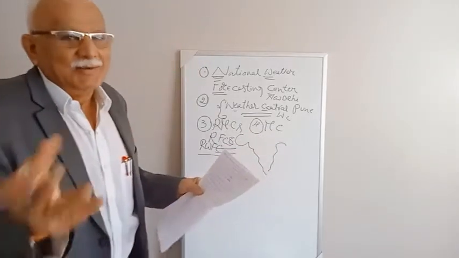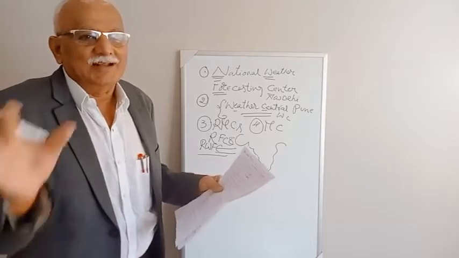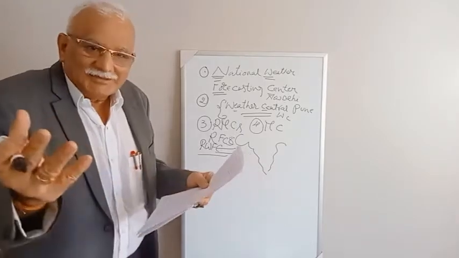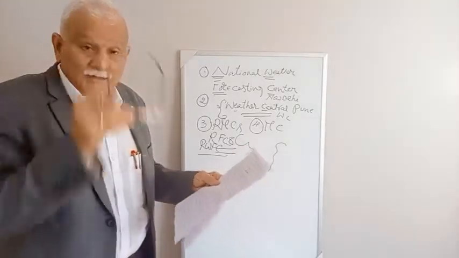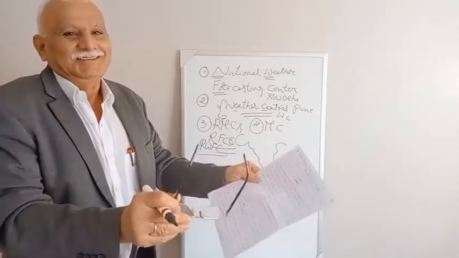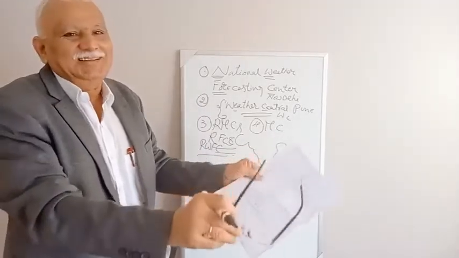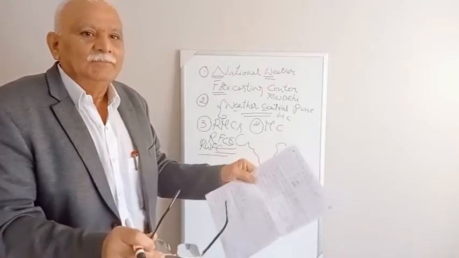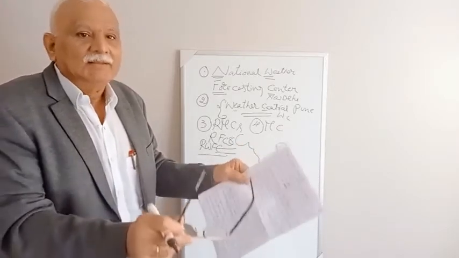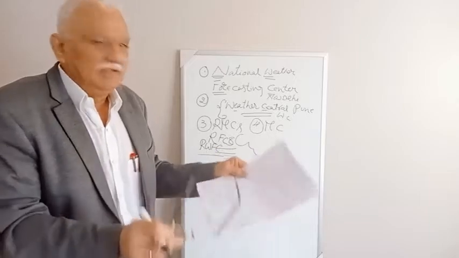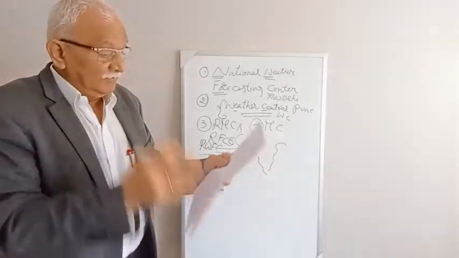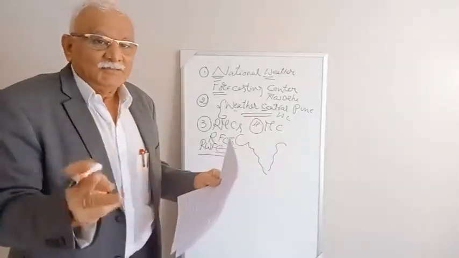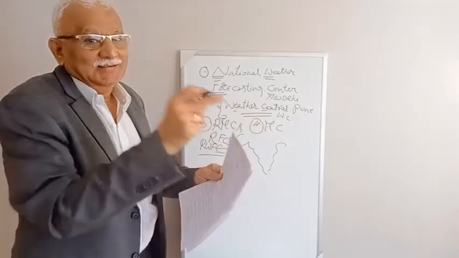Now, MCs, meteorological centers, are usual. They are located in the headquarters of each state. So they are the anchors, meteorological centers, which are located in the state capitals to meet the requirements of the public, the farmers, aviation, whatnot.